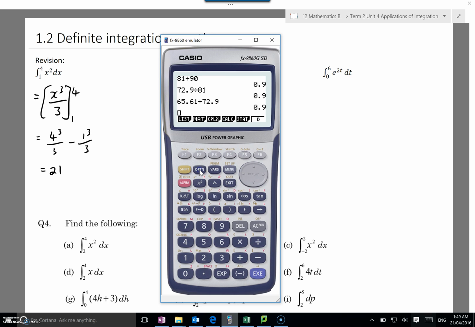So I'll go options, I want to do some calculus. I want the integral of x squared between 1 and 4. Okay, I get 21. Yeah, that's how I can check, and when I'm doing my assignments or modeling problem solving questions, I'm allowed to use my graphics calculator here.